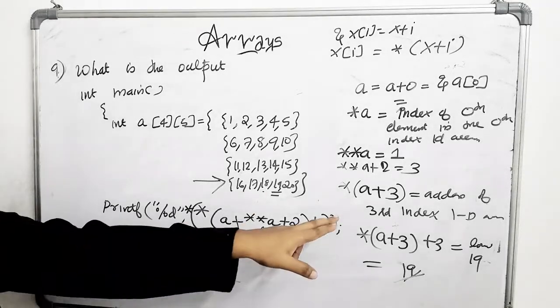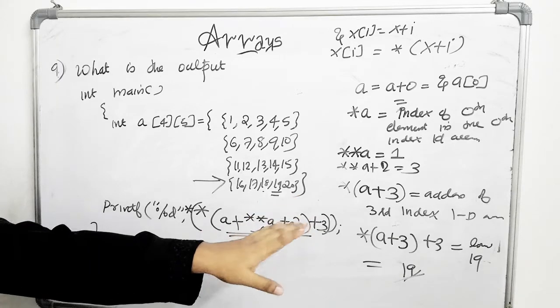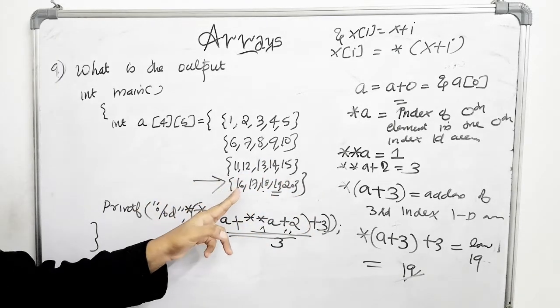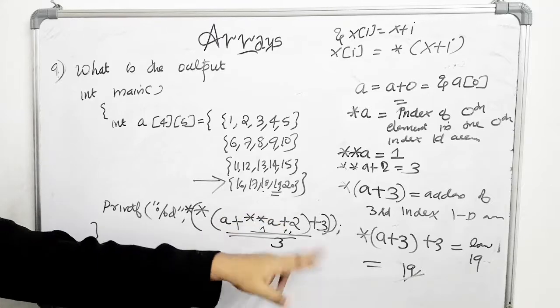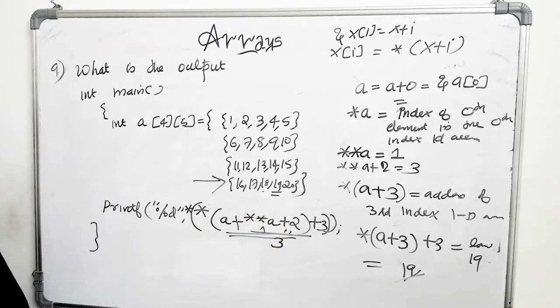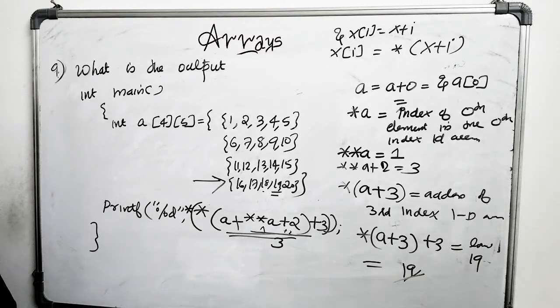So star of a plus 3 is the address of the 0th index element of the third index subarray, that is the element 16. But if you write a plus 3, you will get the address of the fourth index element 19. So this is how you find this out.